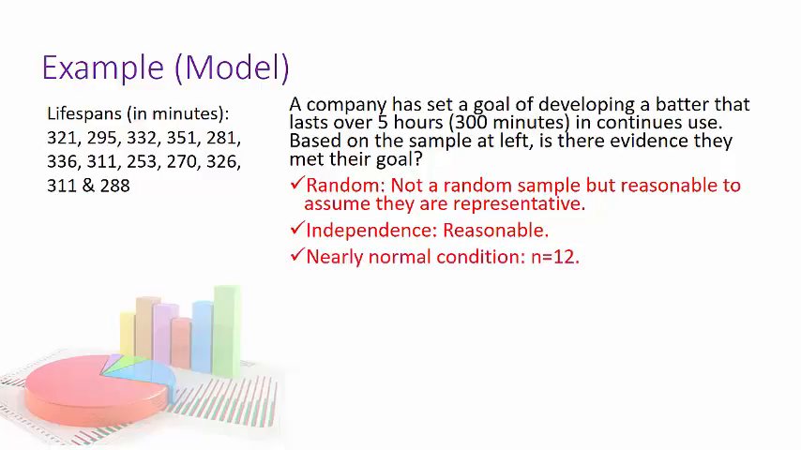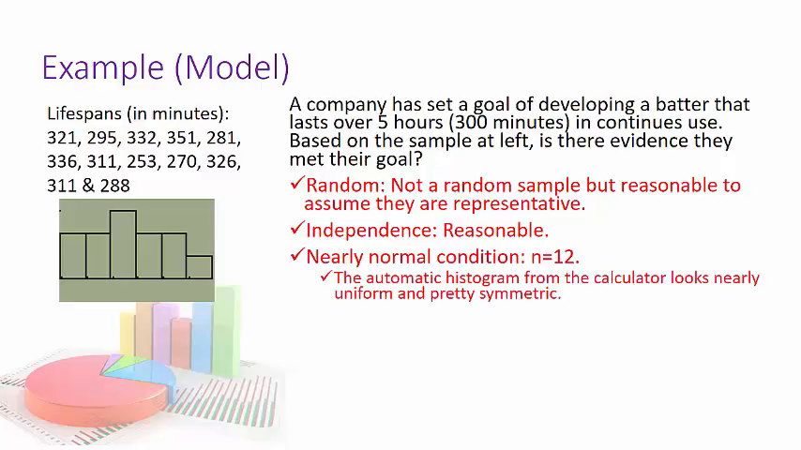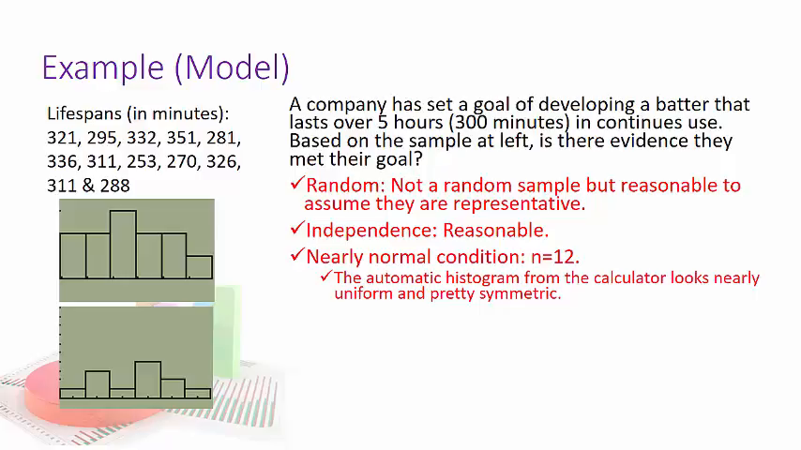And for the nearly normal condition, we're using n equals 12. So I've got one histogram here. This was automatically generated by my calculator when I put in that data. And it looks nearly uniform and pretty symmetric. So I would probably go there. I decided to go ahead and play with the windows a little bit. And you can see that you do have a little dip here.